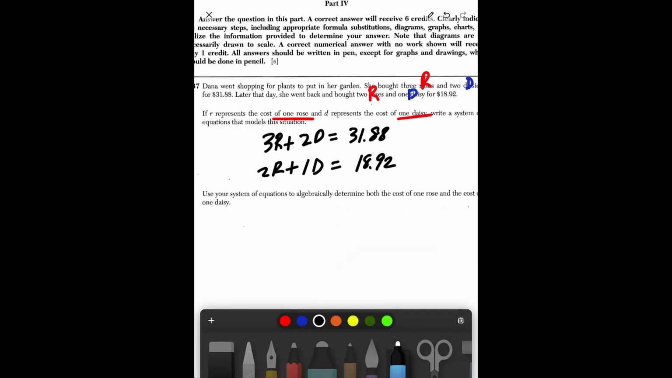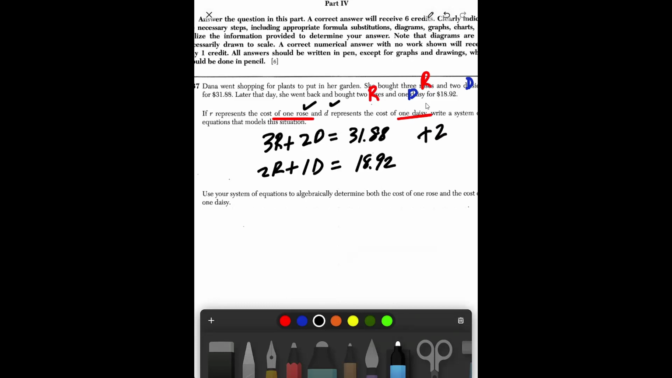Now, first of all, if they give you R and D, you have to use their letters. You can't just switch it to X and Y. Now, when we solve this by graphing, we're going to use X and Y. But when we write down the equations, they have to be as R and D. Otherwise, we lose points. So this would be 2 points.